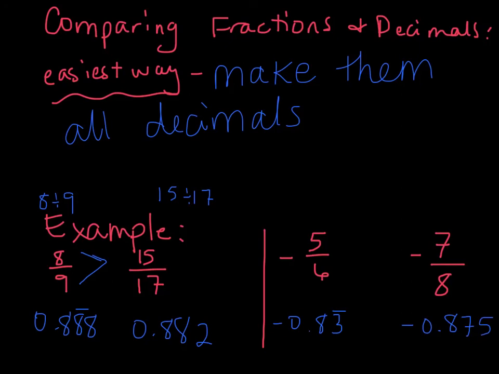Now remember, with my negatives, whichever one appears to be smaller is really the bigger one. So I look and I say, well, I have 8, 8, and then I have a 3, and then a 7. So normally I would say my 7 is bigger, but because it's negative, it makes it smaller. So negative 5/6 is larger than negative 7/8.